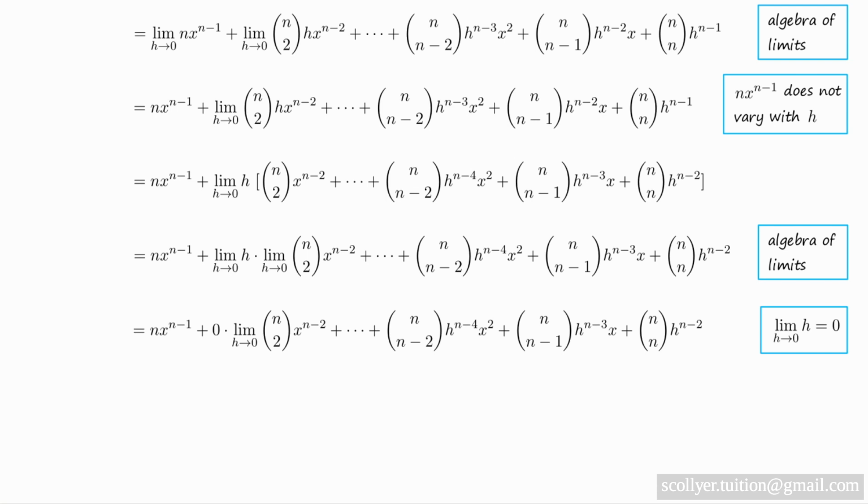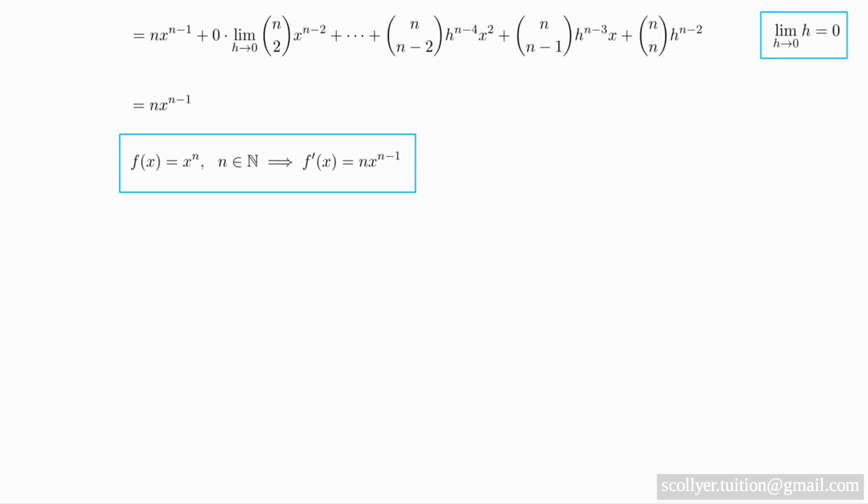the n minus 1 plus 0 times the limit of the other terms. And since the limit of the other terms is clearly a finite number, 0 times that limit becomes 0, and we finally obtain nx to the n minus 1.